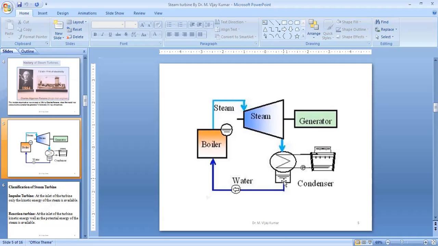So the steam gets converted into water, and that water is fed back to the boiler again. It is sent back to the boiler with the help of the pump here. So what does this pump do? It takes the water and lifts it to the boiler. Fine. So this is the power plant schematic diagram, and this is how it works.